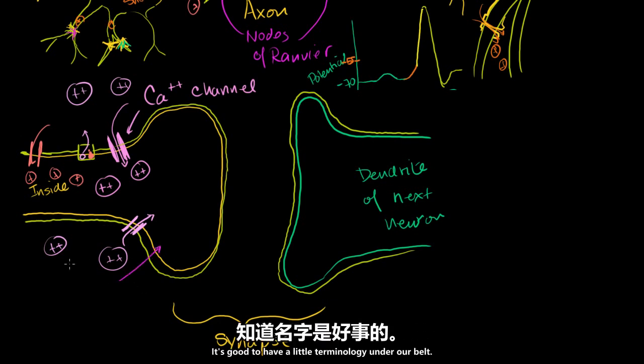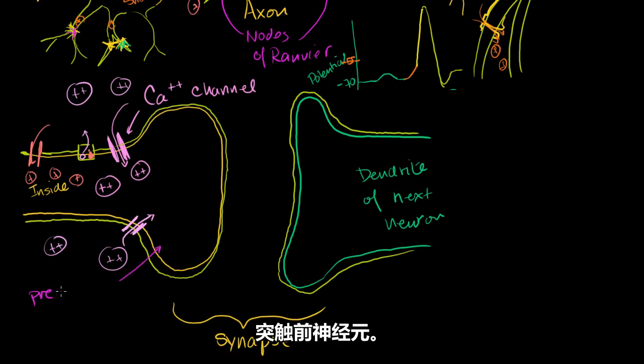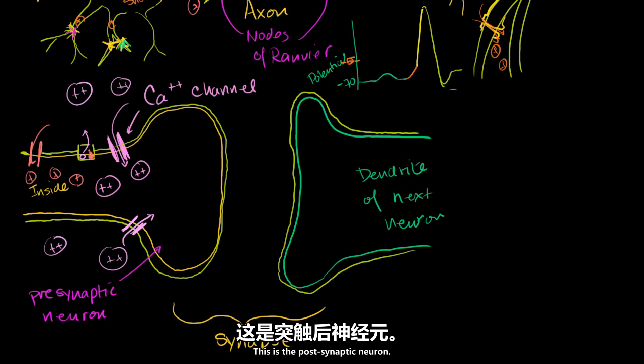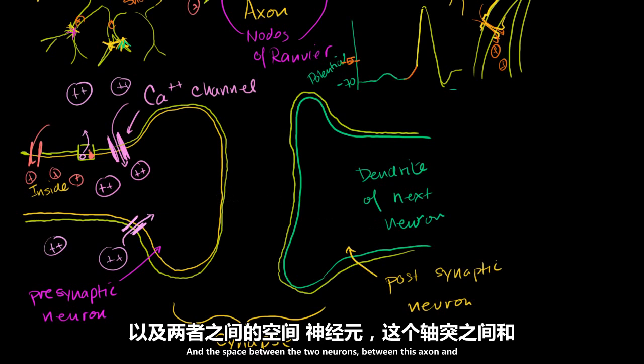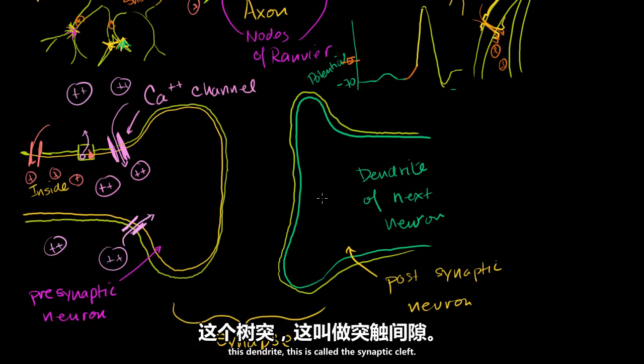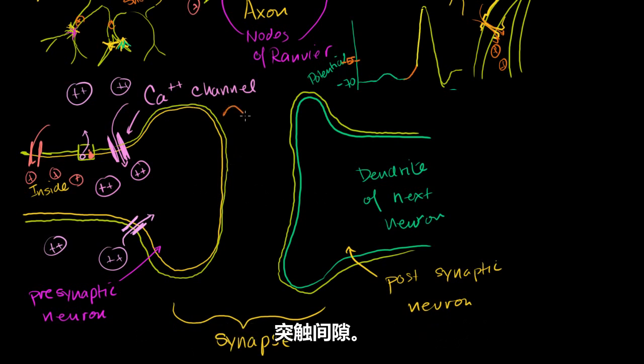So let me write that down. It's good to have a little terminology under our belt. Presynaptic neuron. This is the postsynaptic neuron. Postsynaptic neuron. And the space between the two neurons, between this axon and this dendrite, this is called the synaptic cleft. I'll just write it as synaptic cleft.